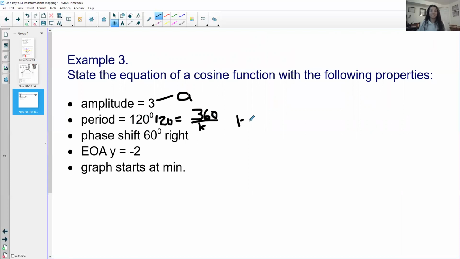So in this case, K would be 3, because 360 divided by 120 gives us 3. The phase shift to the right means that our D value is going to be 60. The equation of the axis means our C value that we add at the end is going to be -2. And the graph starting at a minimum, don't worry about for now. So they do want us to use a cosine function.